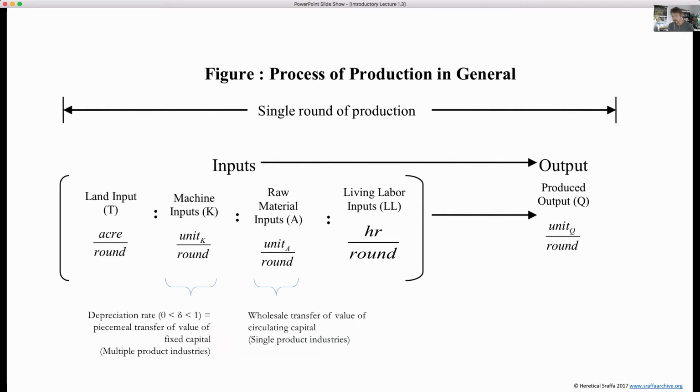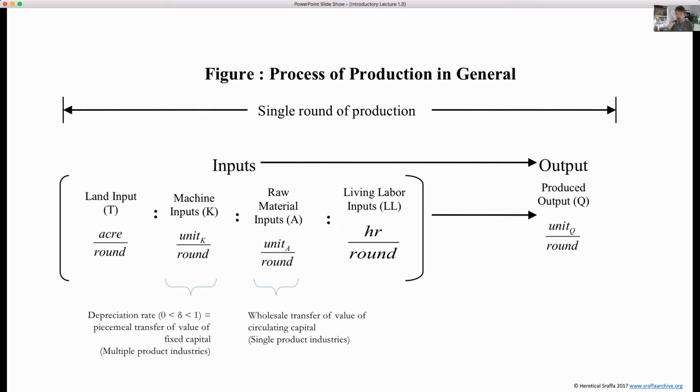There's our depreciation rate, which is usually denoted by lowercase delta, and is going to be some number between 0 and 1, right? If it's 1, that means 100% of it is depreciated, and then you essentially effectively have a circulating capital model. The depreciation is going to be the piecemeal transfer of value of fixed capital to the product. Sraffa refers to this analytically in his book Production of Commodities by Means of Commodities. He develops the fixed capital framework within the general theoretical rubric of multiple product industries.